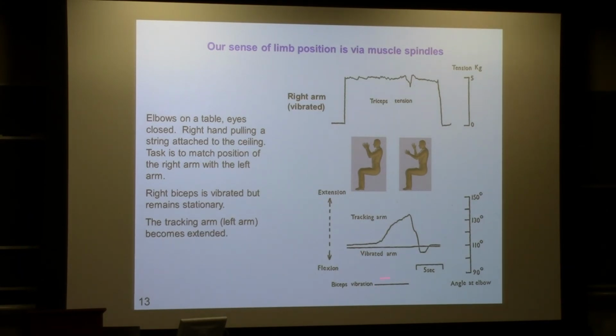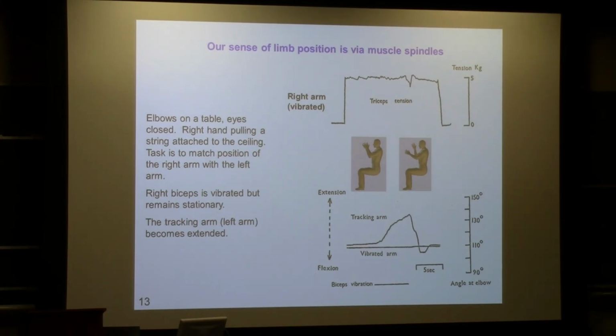Here's where the biceps is vibrated on the right side. The tracking arm, which is the left side, extends to say, you know, it feels like that arm is increasing. So you see that here. The left arm moves down to say that I sense my right arm increasing the length of, in this case, the biceps. Okay, does this make sense? Your perception of where your arm is depends on the activity of the muscle spindles.